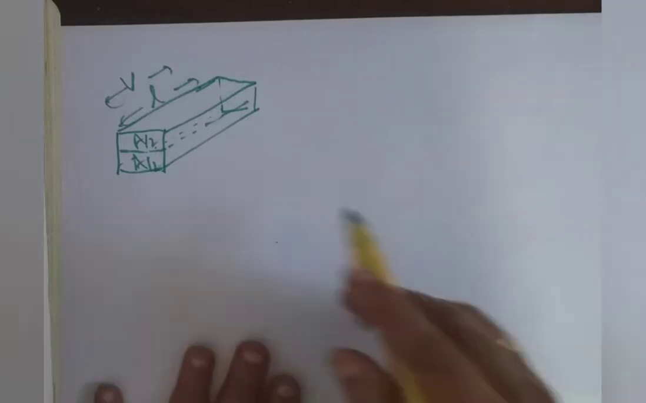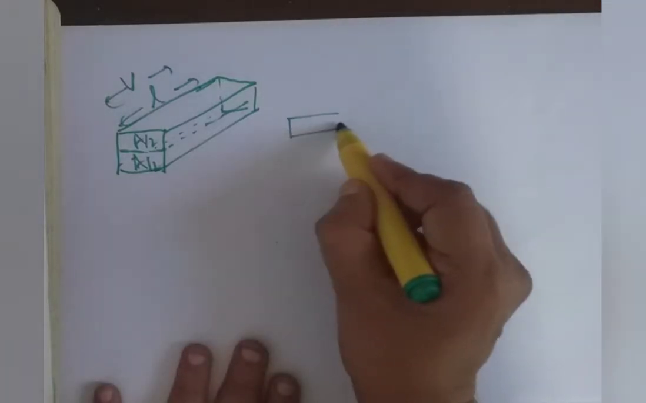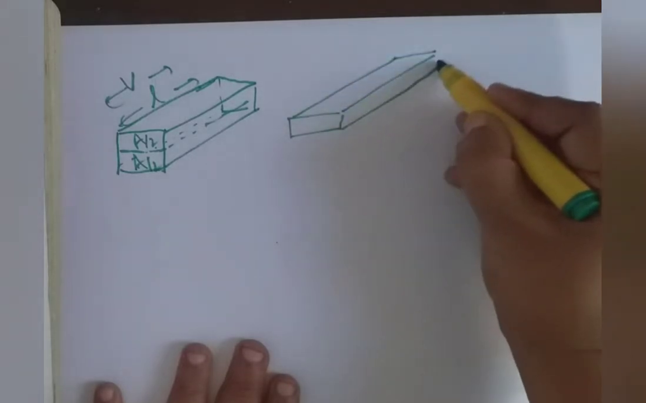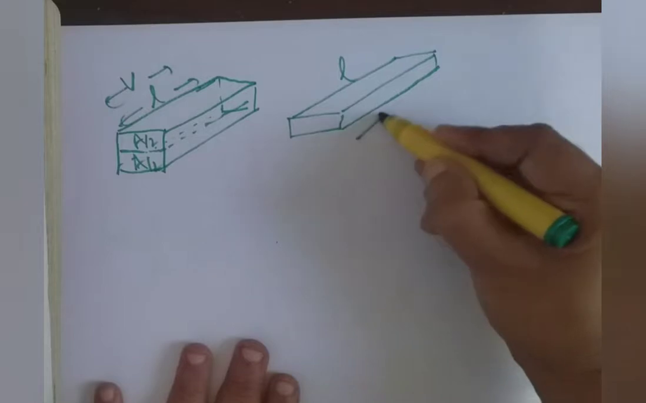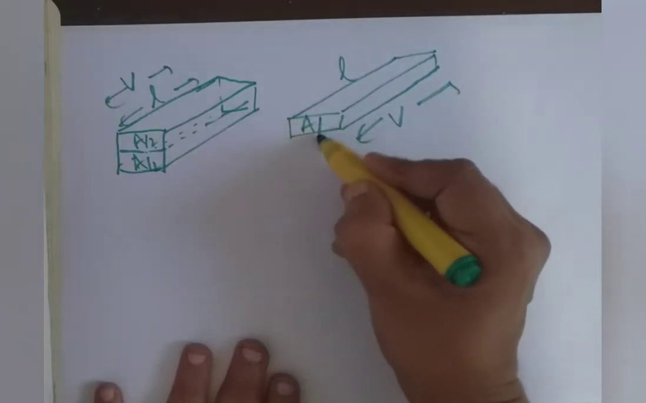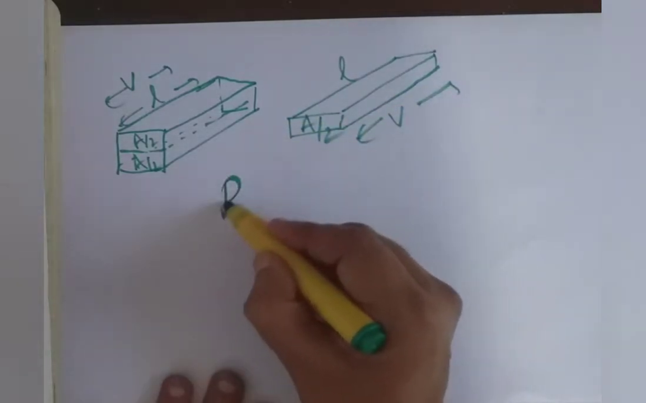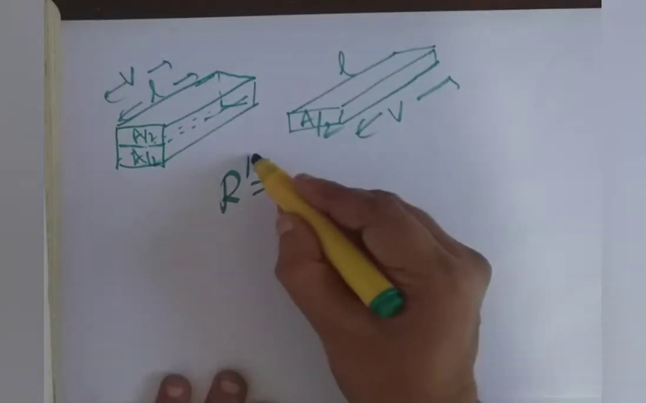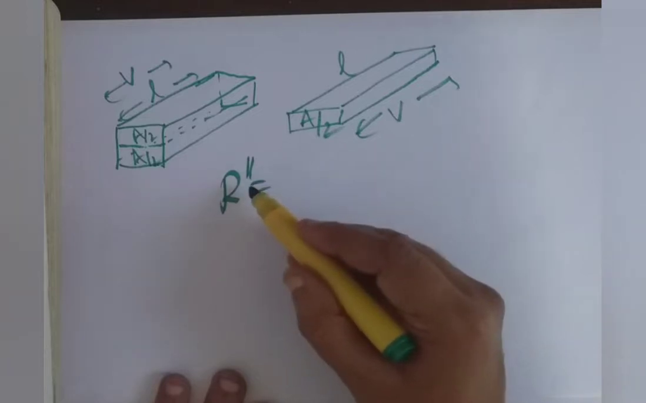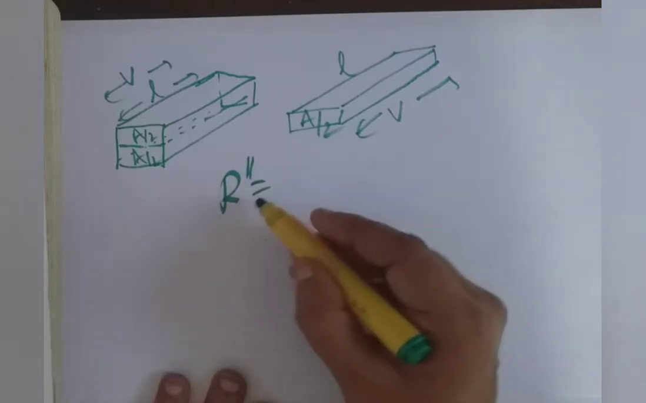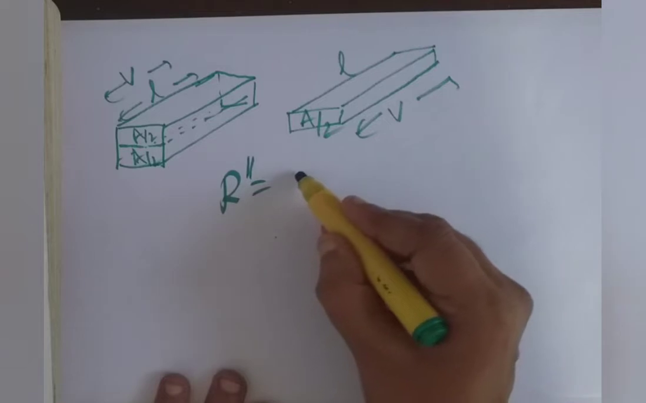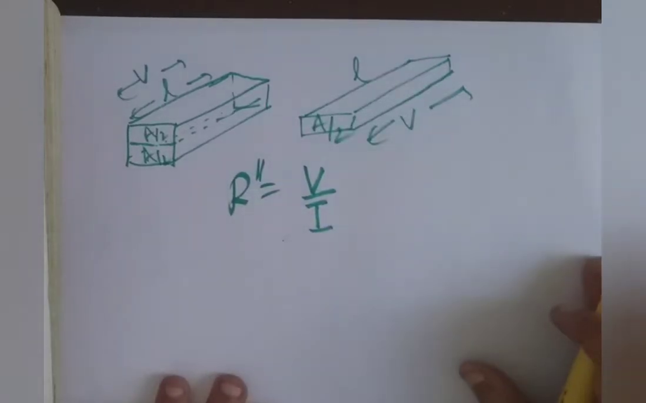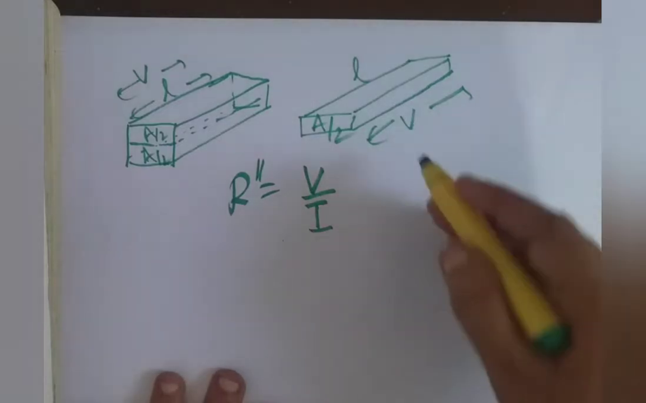Now, for one part of the conductor whose area is half of the big conductor, we write the resistance. This is L, this is V, and this is A by 2. For that, I write R dash as the resistance again. Say if you want, you can take R double dash here, not to confuse with the R dash we used in the previous derivation. Say R double dash is again V by I. But observe, V remains same.